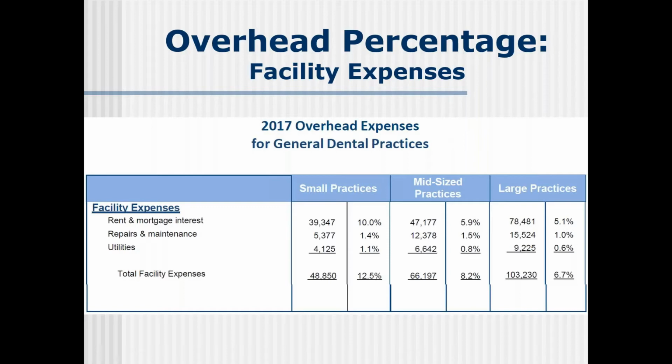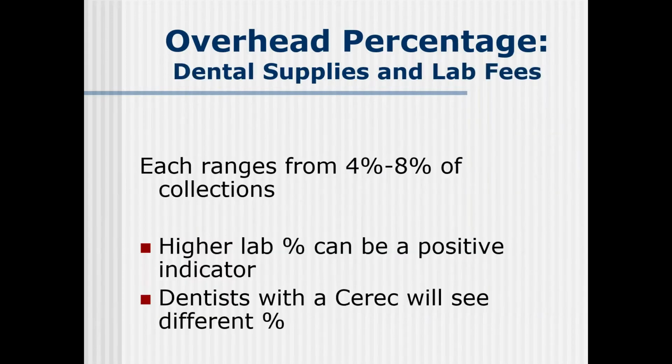So the cost for smaller practices for their rent is higher than the high end. The average is 12.5%. The mid-sized practices, because they produce more out of their space, their facility costs came in at just over 8%. And for the larger practices, because they're really producing out of their space, their facility costs came in just under 7%. So staff expenses got a little bit higher as a percentage of collections as practices got larger. Facility costs went down as practices grew.